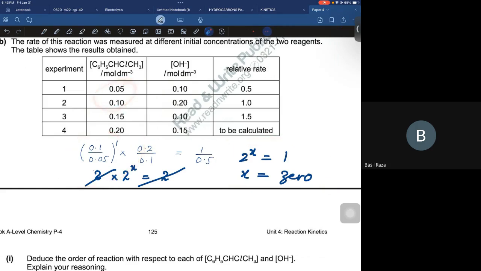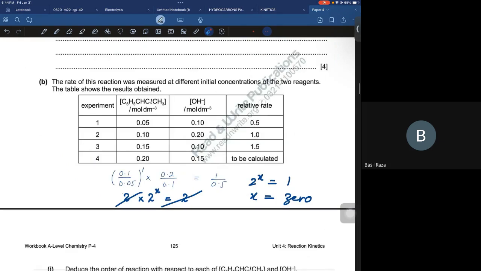0.1 over 0.05, it's 2, right? Yes. And 0.2 over 0.1, yes, 2. Then 2 raised to the power x is equal to 1. So this is zero order.